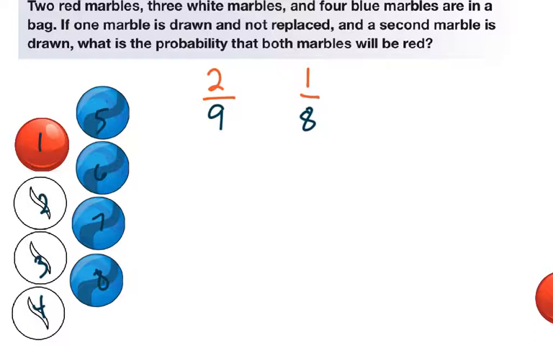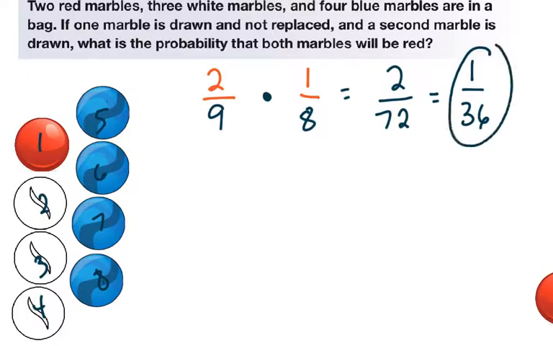So what we do to find out the probability that you'll grab out both of those red marbles, we're going to multiply our 2 probabilities together. So 2 times 1 is 2. 9 times 8 is 72. And then don't forget to reduce. So you end up with 1/36. So 1 in 36 chances of grabbing both red marbles out. So your final answer, your probability of both marbles being red is 1/36.